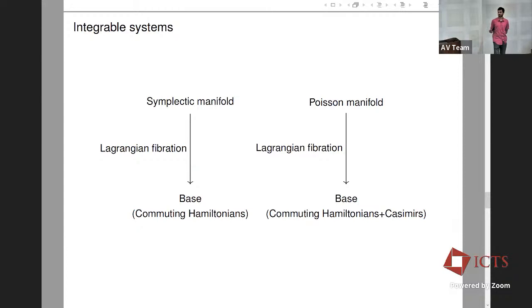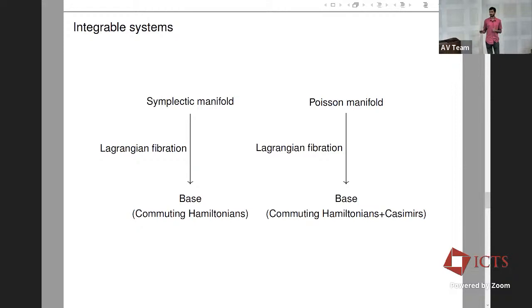So the setting that we are going to deal with is a little bit more general, but it's almost the same as this one, except that in general, we are going to have a Poisson manifold, and the Poisson structure might be degenerate, so it's not automatically dual to a symplectic structure. But we have a fibration like this, where in the base, you also have these extra functions called Casimirs, which are functions that commute with everybody with respect to the Poisson structure. So these are always invariant.